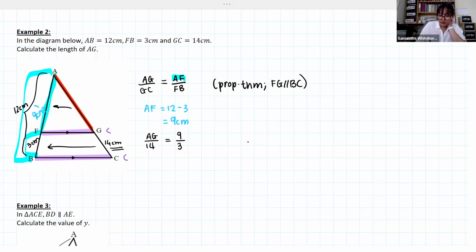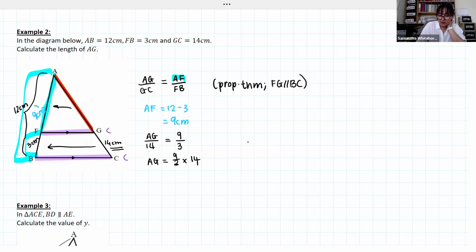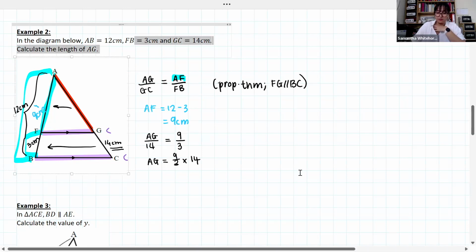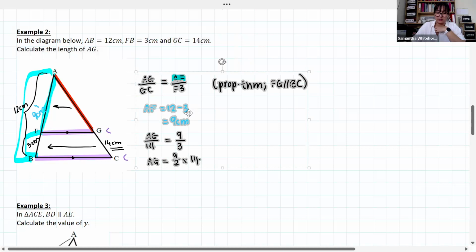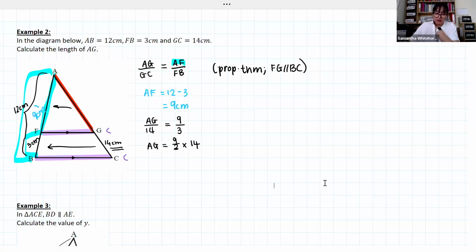So just through basic inverse operations, AG is going to be equal to 9 over 3 times 14. We don't expect you to do this without a calculator. Please use a calculator. Like, no one wants to sit and multiply fractions unnecessarily. So we'll multiply 9 over 3 by 14, and we get the length of our side. So anyone want to tell me what is 9 over 3 times 14? Nice, guys, 42 centimeters.